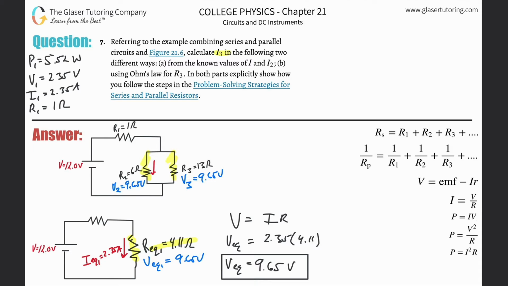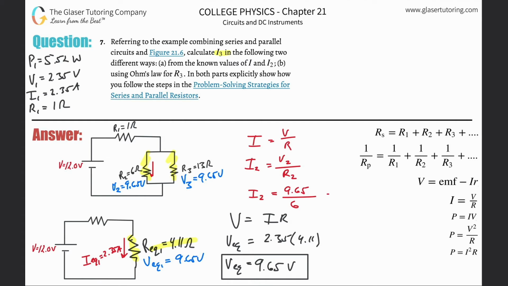I can calculate the current flowing through this now. So, watch. Current is equal to, this is Ohm's law, voltage over resistance. So the current flowing through resistor number 2 will equal the voltage supplied to resistor number 2 divided by the resistance of resistor number 2. So that's going to be 9.65. Sorry, this 2 is down here, it's not squared, but for some reason I thought it was. And then divide that by 6.